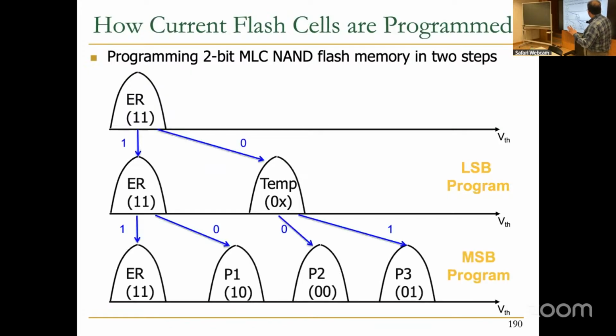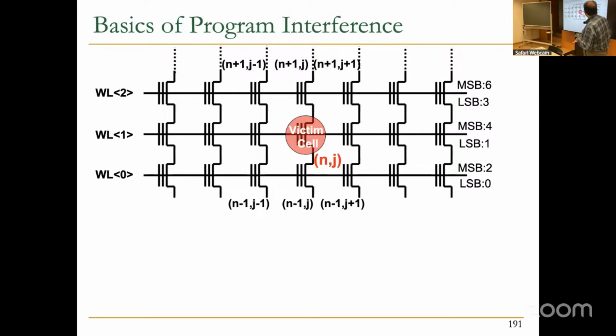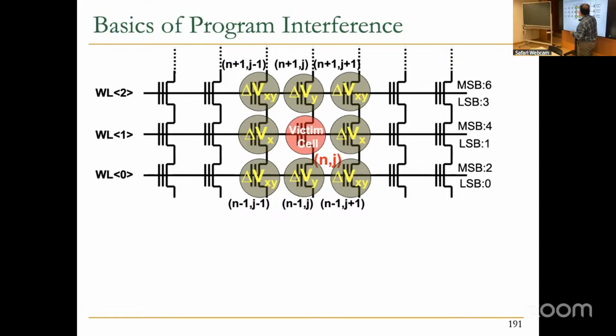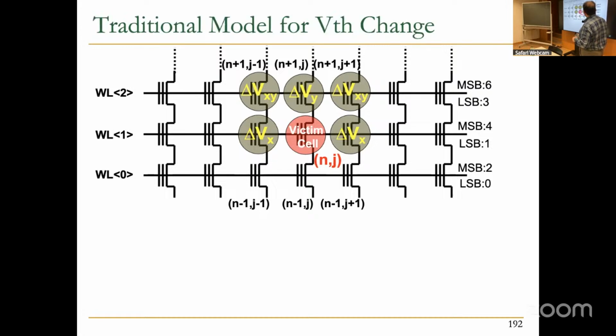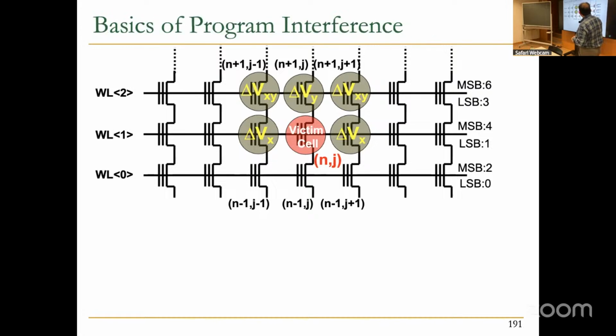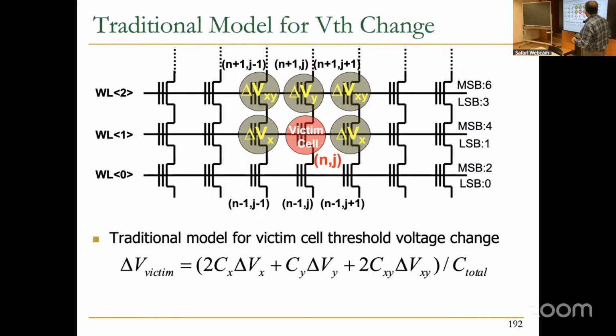This is just a reminder of how we do programming. Here is my victim cell, and all over it we have some writes, even in the same word line and also in other neighboring word lines. All of these are going to have some delta voltage changes, and everything can affect the threshold voltage of the victim cell. Actually, people realized that the cells at the bottom, the lower ones, don't affect it much. So it's mostly the top and also neighboring ones. And this is the traditional model for victim cell threshold voltage change.